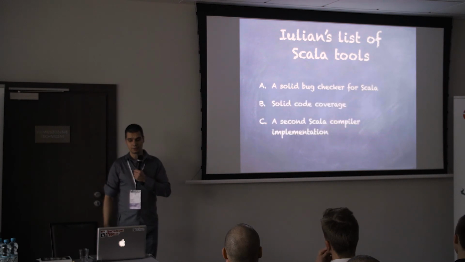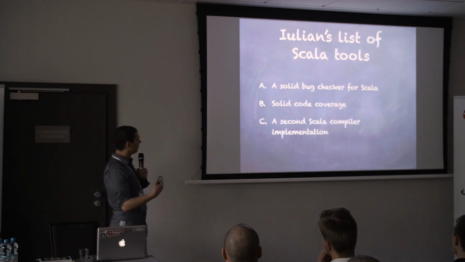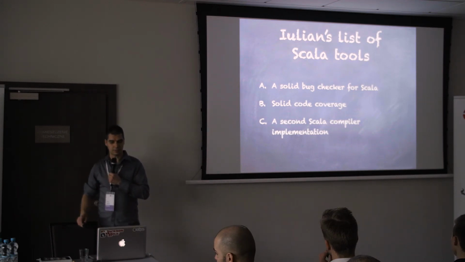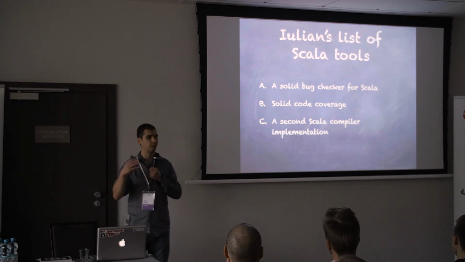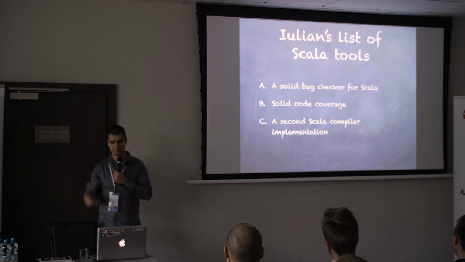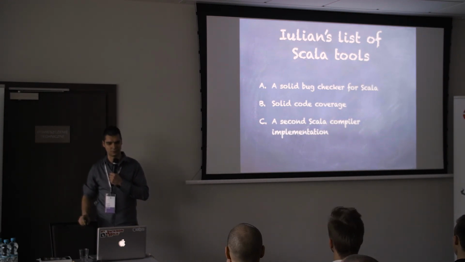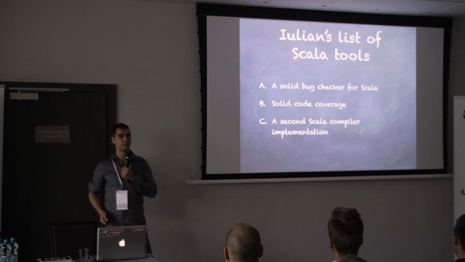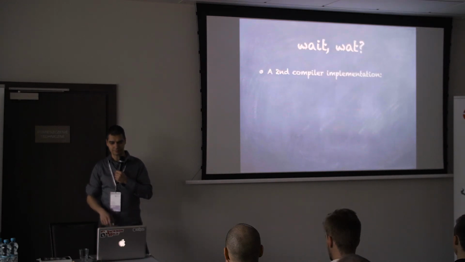So what I think we should work on, and I'm going to try to be a little bit faster so I don't cut into the next talk, is a solid bug checker for Scala, solid code coverage. For me, these are a tie, A and B or B and A, whichever you like most. And the second Scala compiler implementation. I really want to see a second Scala compiler implementation.